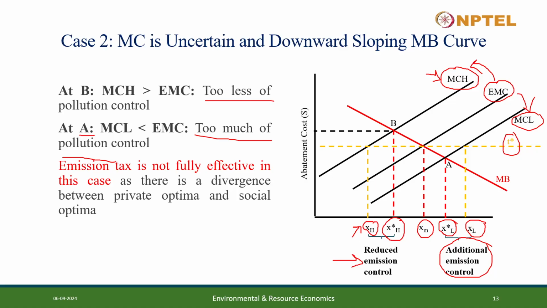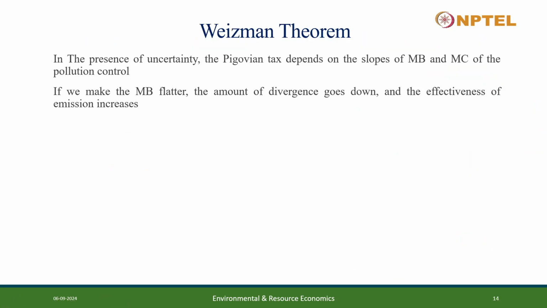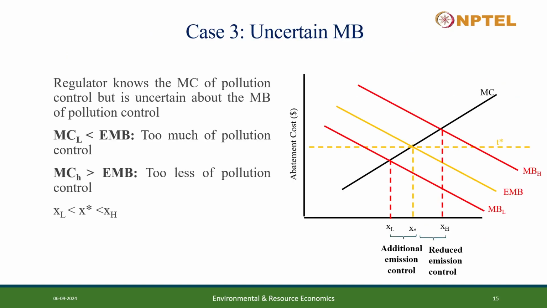However, if we make this MB curve flatter, then the divergence between XH and XH star, or the divergence between XL and XL star, will reduce. So the flatter the MB curve, the more efficient the emission tax system will be. That is what we have concluded from the first two cases and the Weitzman theorem.